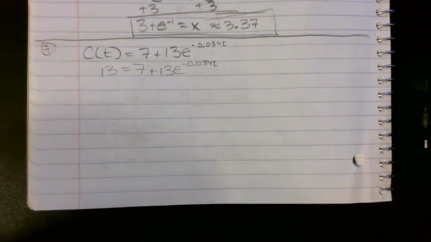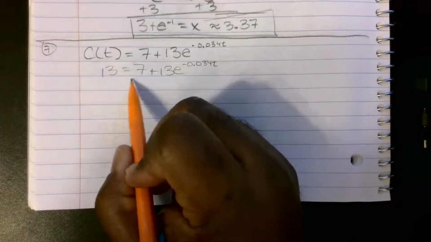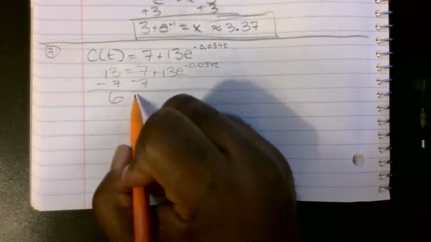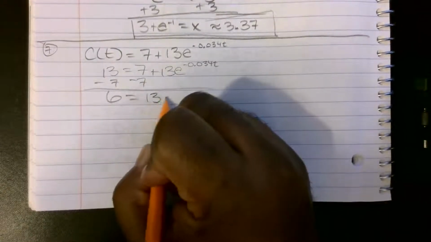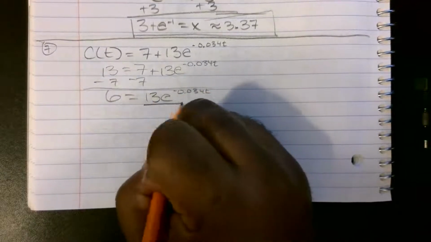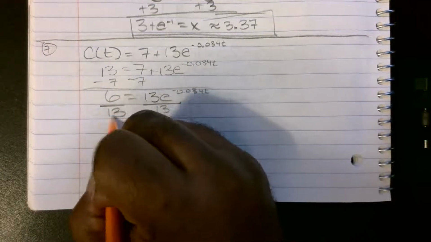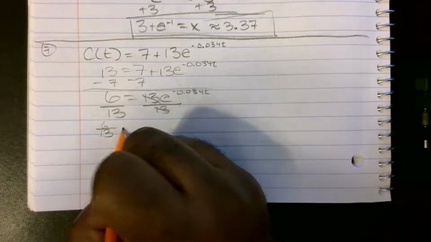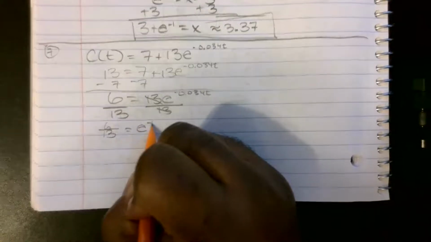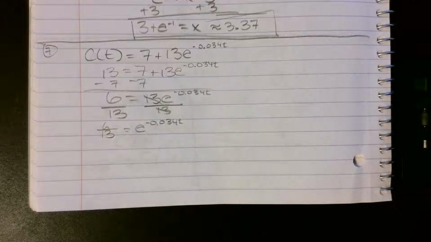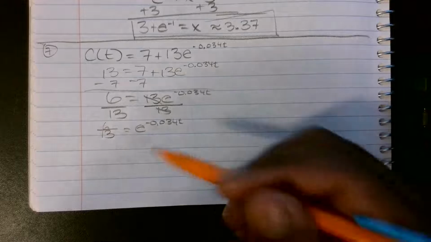All right. First, we isolate our e stuff. So, subtract 7: 6 is equal to 13 e to the negative 0.034t, divided by 13, and 6 over 13 is equal to e to the negative 0.034t. Okay. From here, we're going to take the natural log of both sides.